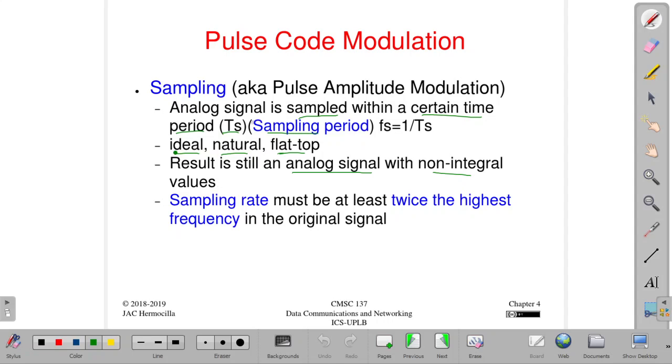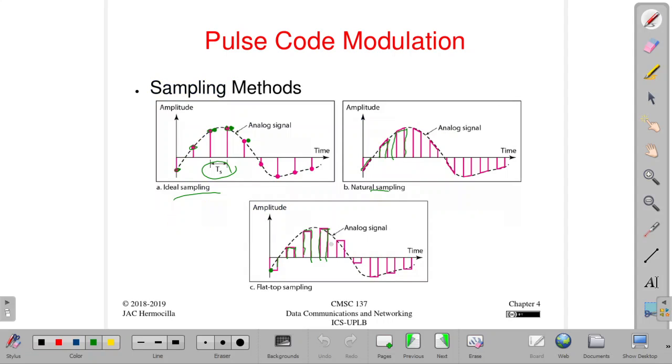Now we are given a sampling period. So from that we need also to specify what we call the sampling rate, and the sampling rate must be at least twice the frequency in the original signal. So in order to recover the actual analog data from a digitally sampled analog signal or data, the sampling rate must be twice the highest frequency in the original signal.